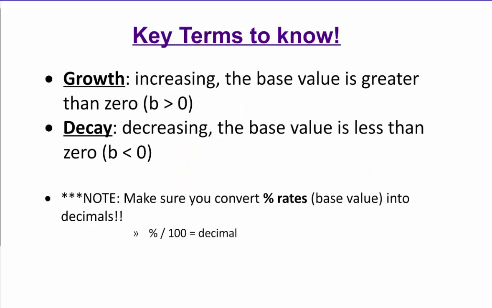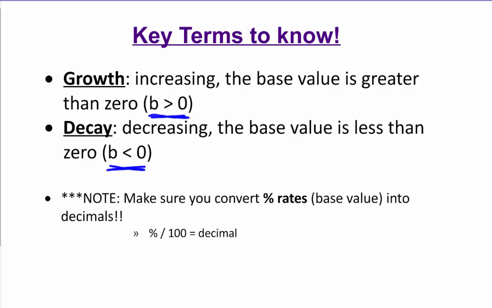Some key terms to know are growth and decay. Growth is when your graph is going to be increasing and the base value is greater than 0. So notice the inequality, b is greater than 0. Decay is when your graph is going to be decreasing and the base value is less than 0. So notice this inequality, the b value is less than 0.